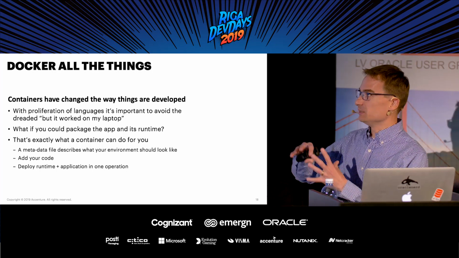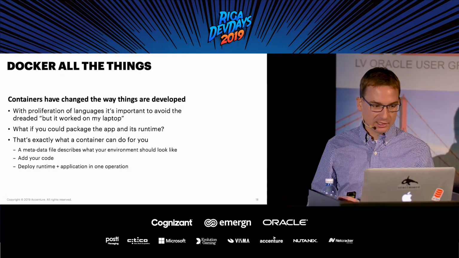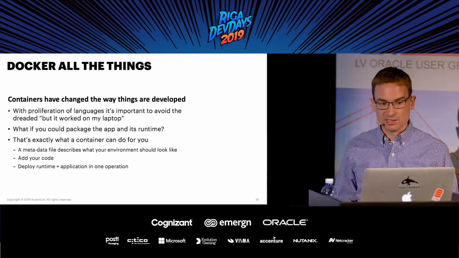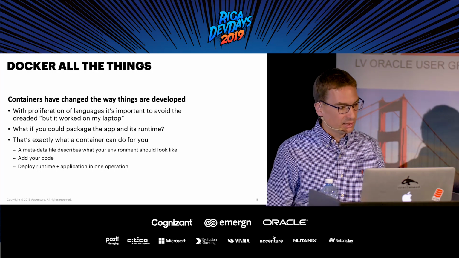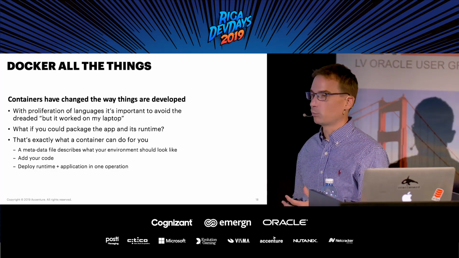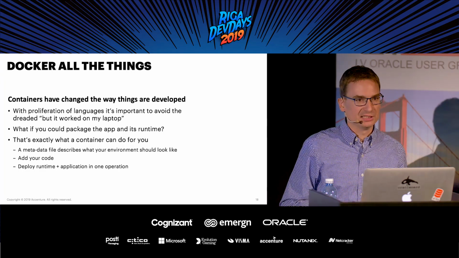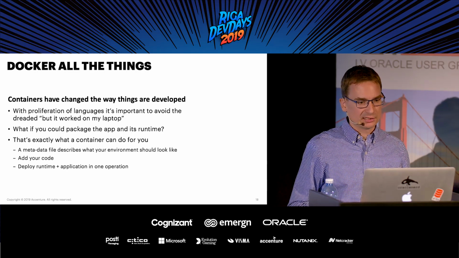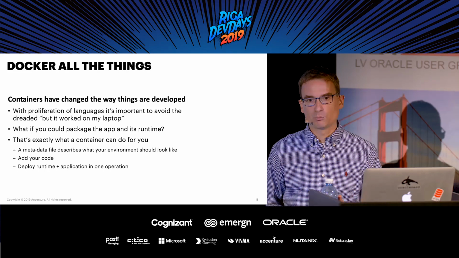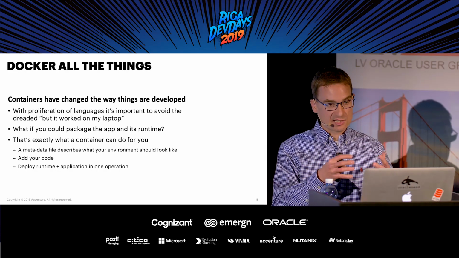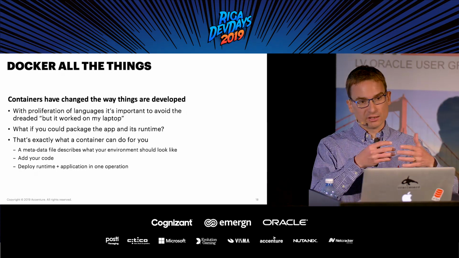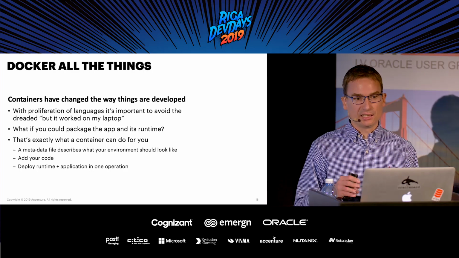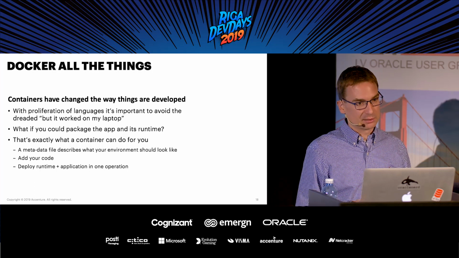So the idea is then you take the runtime and the application, you put it all together and deploy this in one entity. So you've got a meta file which describes what the environment should look like. Then you add your code and you deploy the runtime plus the application in one operation. So usually what that means as a developer, when I did this work and said, I need something that works on Node.js, you go to the official Docker repository, you check what kind of basic images are available, and you derive your container image from the official image. You copy your stuff, you copy your dependencies, and you build it. And after you've built it, you've got something you can deploy.